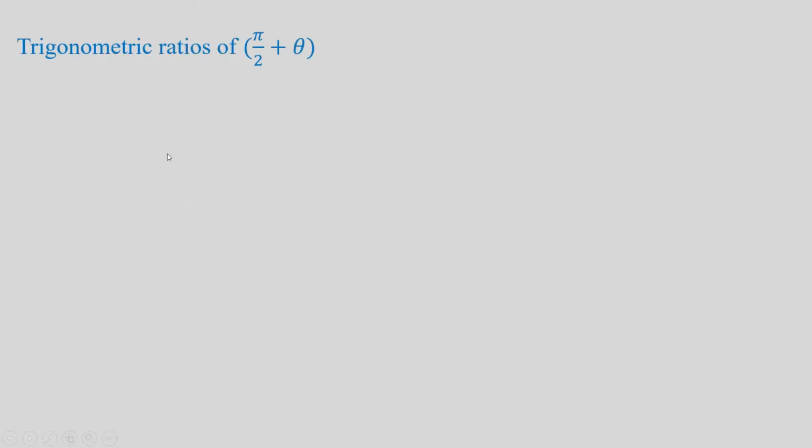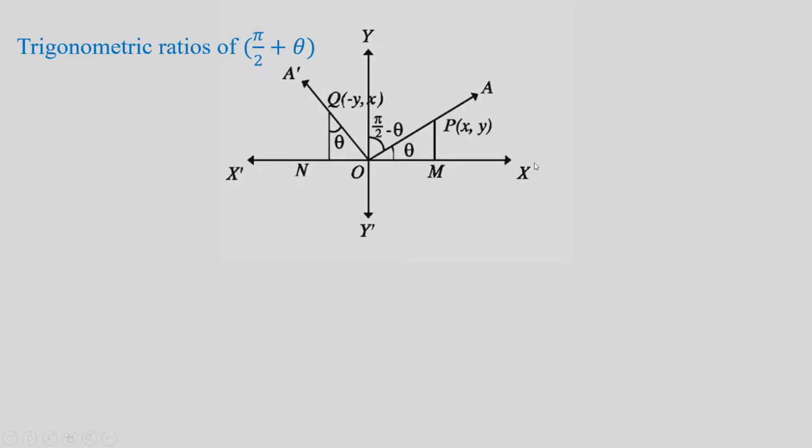Now trigonometric ratios of pi by 2 plus theta. First we draw an angle XOA equal to theta, and we take P of XY on OA and draw perpendicular PM on OX. Therefore this length OM is equal to X and this length PM is equal to Y. We know XOY is equal to pi by 2, and if we draw this angle equal to theta, therefore we get XOA prime is equal to pi by 2 plus theta.